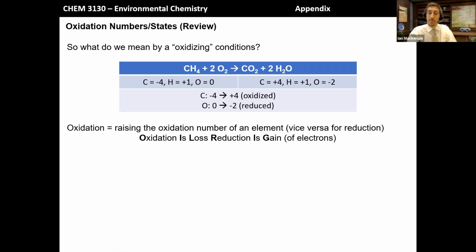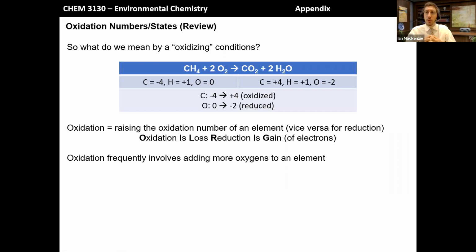Now, there's another helpful tool that we can remember when we're talking specifically about atmospheric chemistry, although it's not limited to atmospheric chemistry, but it turns out that oxidation frequently involves adding more oxygens to an element. May even be where the term oxidation came from. So if I show just an example, going from carbon monoxide to carbon dioxide, the oxidation state of carbon goes from +2 to +4. And so you can see that we've oxidized carbon in this case.